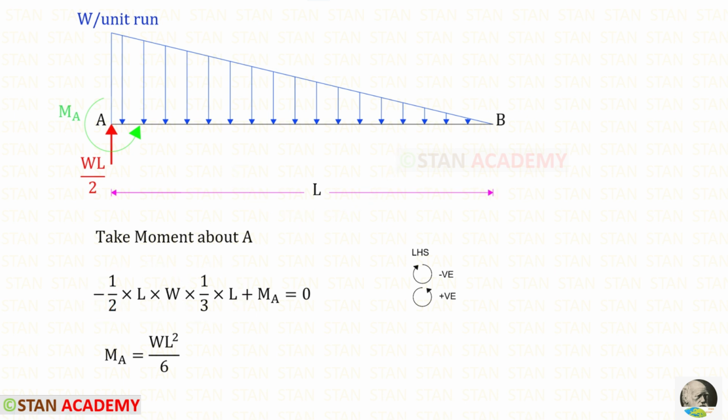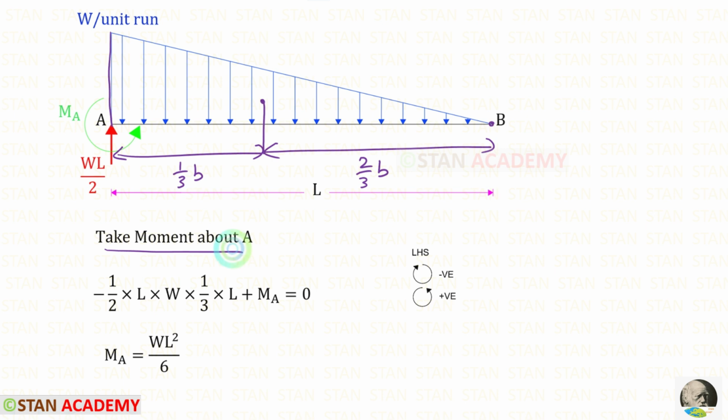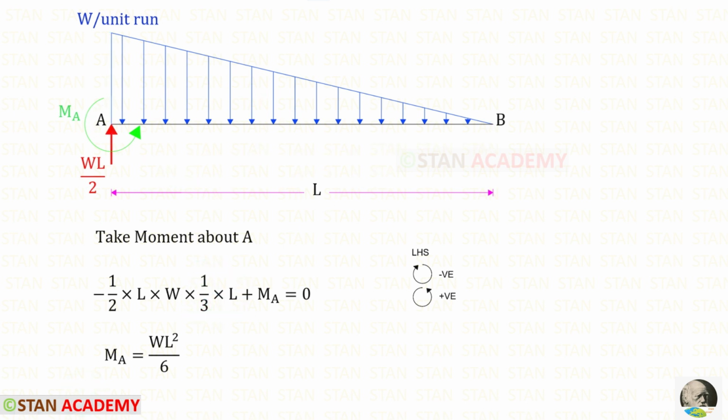We know that in this triangle, towards this height, the centroid distance is 1 by 3 into breadth, and towards this point it is 2 by 3 into breadth. We are taking moment about A, so we have to take the centroid distance about the point A, that is 1 by 3 into breadth. Here the breadth is L, so it is 1 upon 3 into L. MA is acting in the anticlockwise direction, so it is positive. In this way, for MA, we will get WL square upon 6.